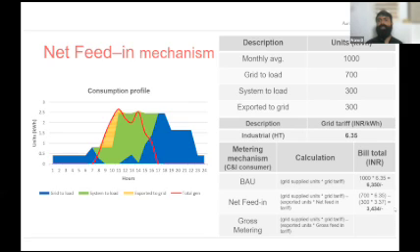As you can see, the installation of a solar system provides a saving as compared to business as usual if a net feed-in mechanism is taken. So let's continue and see how the gross metering mechanism fares in this energy accounting after the installation of a solar system.